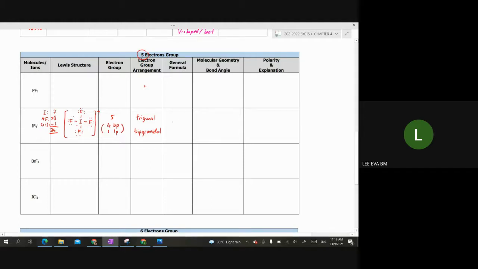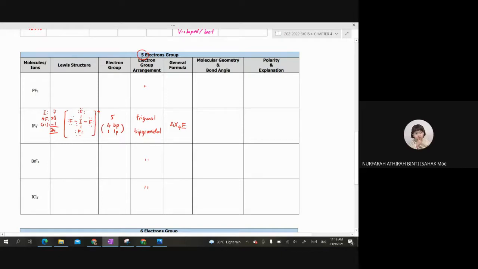Okay, so for the general formula here, the electron group arrangement is the same for all because they are in the same category. So the general formula here, we have 4 bonding pair, so AX4, with 1 lone pair. So when you want to draw the molecular geometry, we follow the shape. So remember, when we have 4 bonding pair and 1 lone pair, what will be the shape?